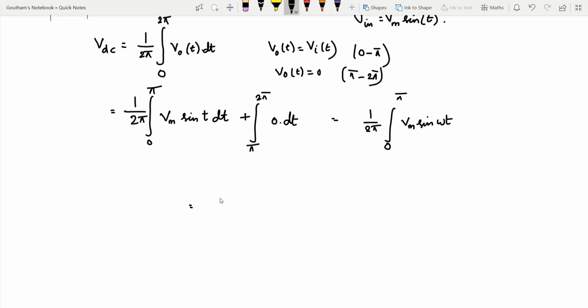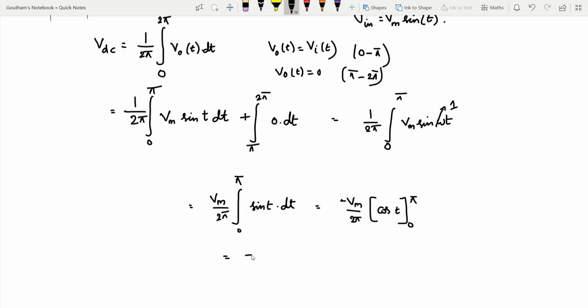So integral of sin omega t, where omega is equal to 1 because our base is chosen as 2 pi. So this can be written as Vm by 2 pi integral 0 to pi sin t dt. That is nothing but minus Vm by 2 pi into cos t, and the limits go from 0 to pi. So that is minus Vm by 2 pi into cos pi minus cos 0.